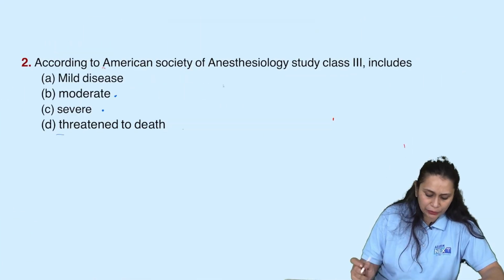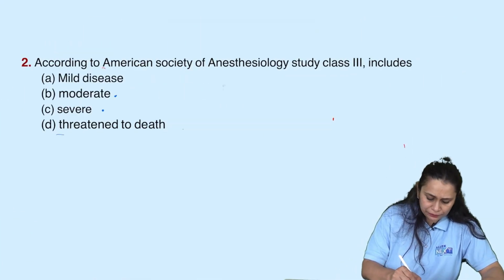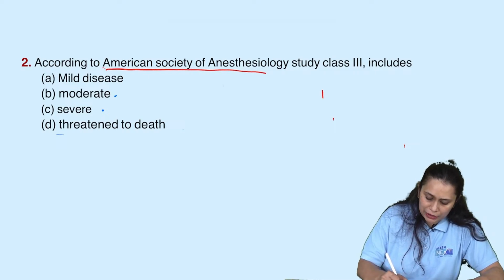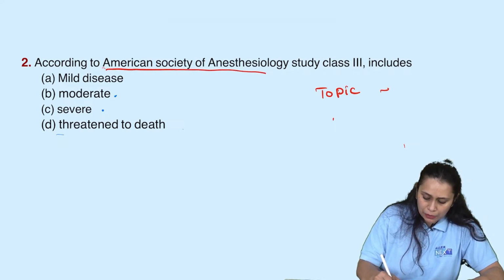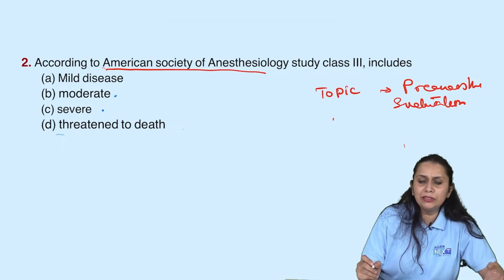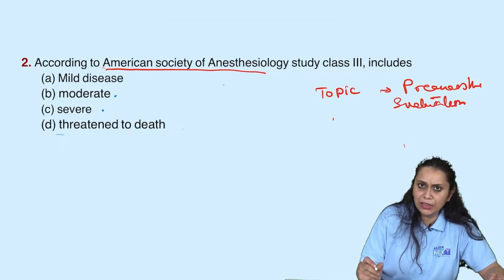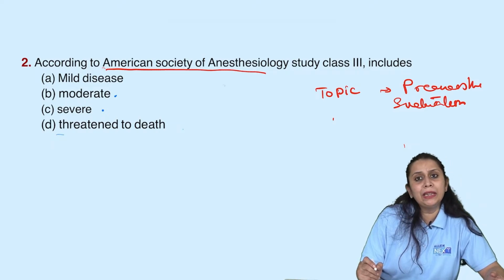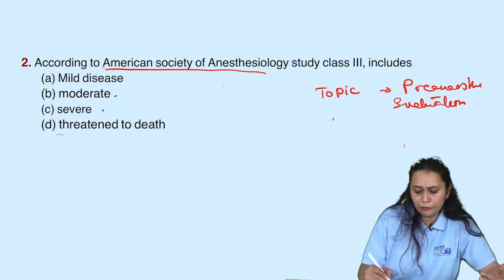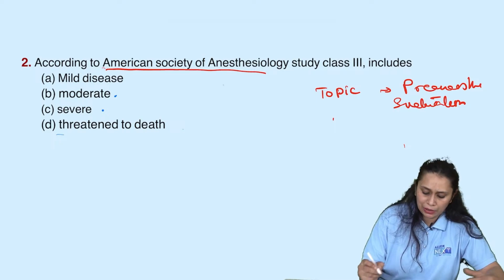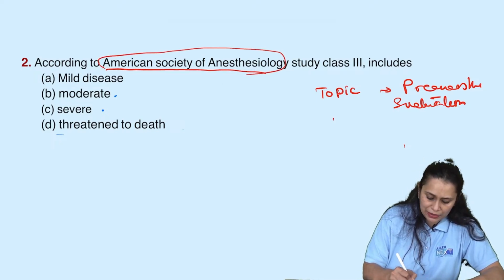Okay, next question. Very predictable question. Question from pre-anesthetic evaluation. In this topic, which I have discussed very well in the app, I told you 3 important things can be asked: ASA classification, Mallampati grading, and pre-anesthetic order. These are the 3 things which are very commonly asked in pre-anesthetic evaluation. And this time the question was on ASA grading.